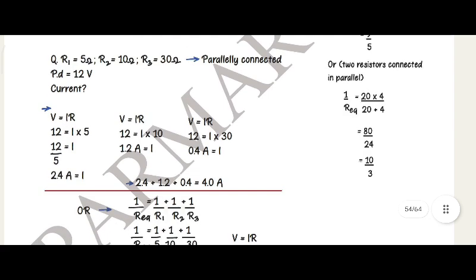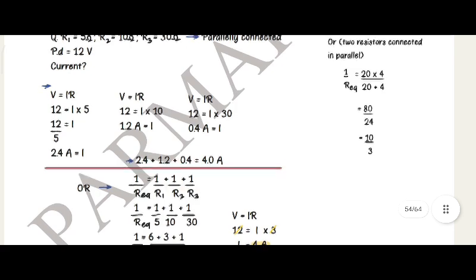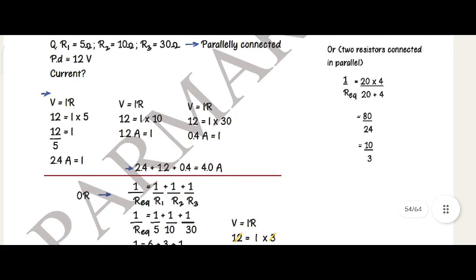Question: R1 is equal to 5 ohm, R2 is equal to 10 ohm, R3 is equal to 30 ohm. They are connected in parallel. The potential difference is 12 volts. How much is the current? V is equal to IR. 12 is equal to I into 5, so I is 12 by 5, which is 2.4 A.